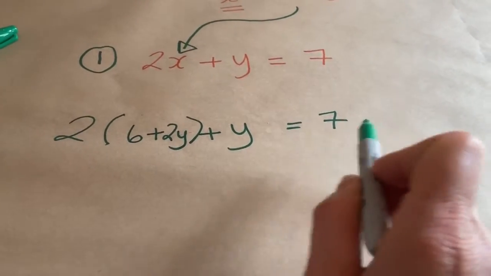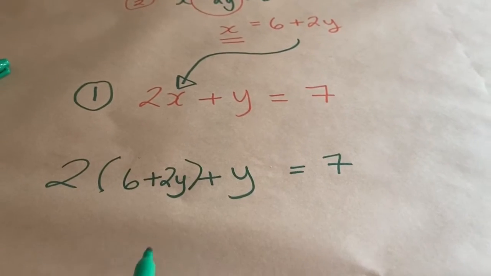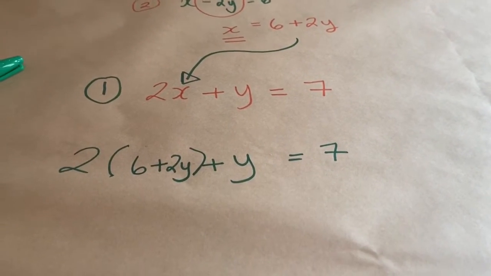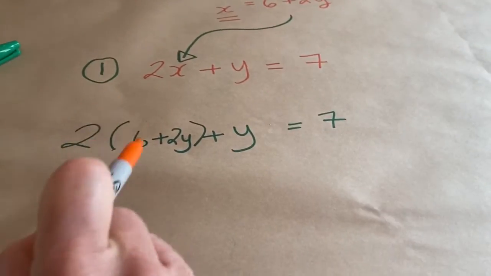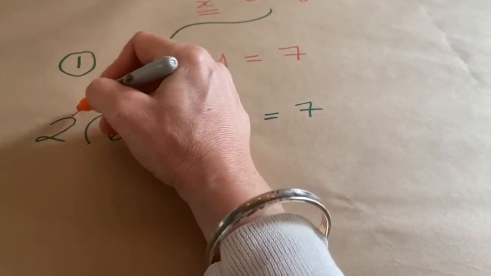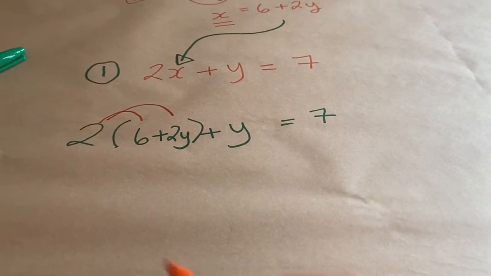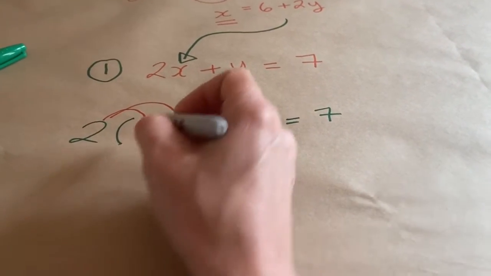I only have one letter. Here I had x's and y's, but here I just have y's. That's going to make my equation a lot easier. So I want to remind you, when I have a bracket here, that means I need to multiply the 2 times both of those parts. So 2 times 6, I'm going to multiply.